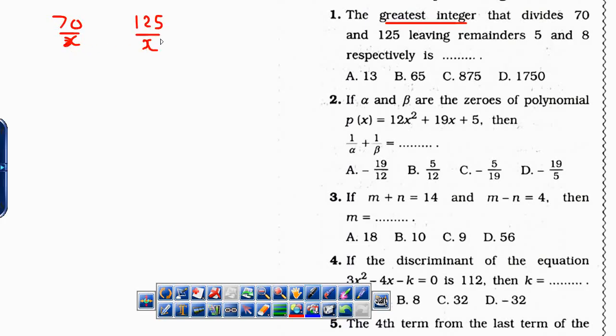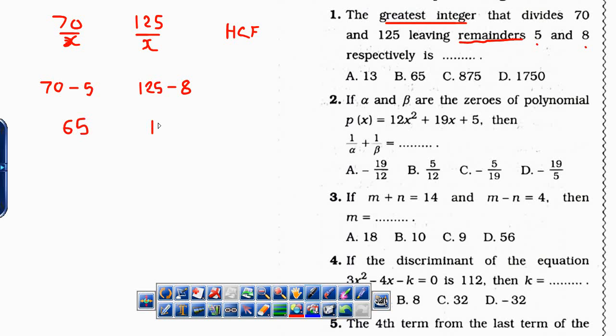If your unknown number is in the denominator, it is the highest common factor. But we want something to remain. So whenever there is a question of leaving remainder, you have to subtract it in advance.